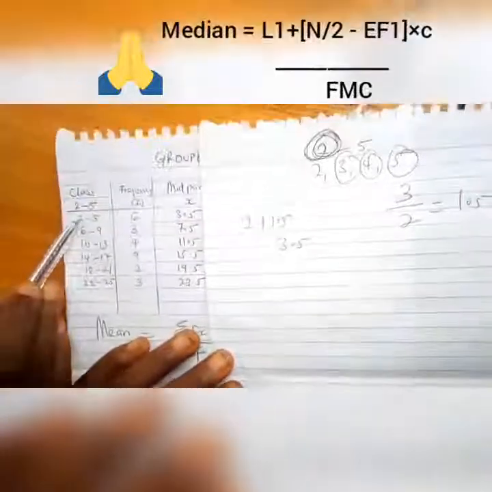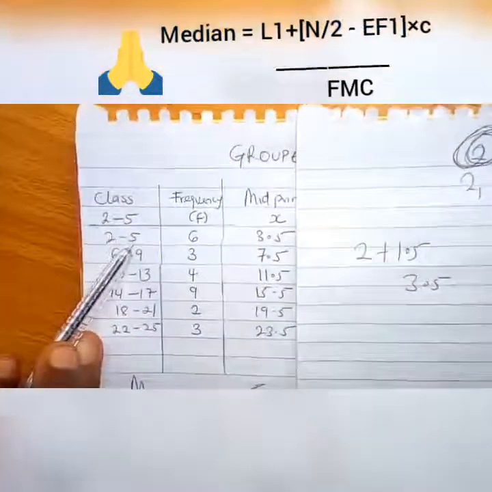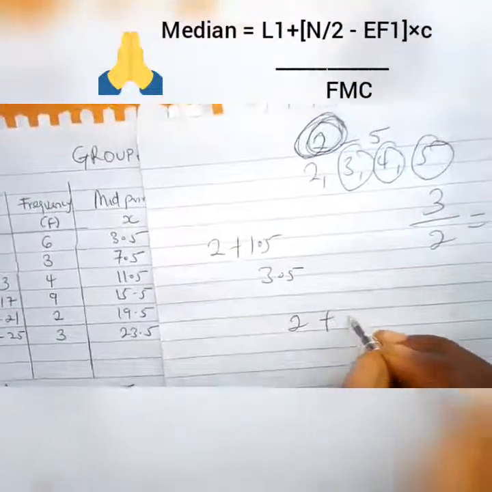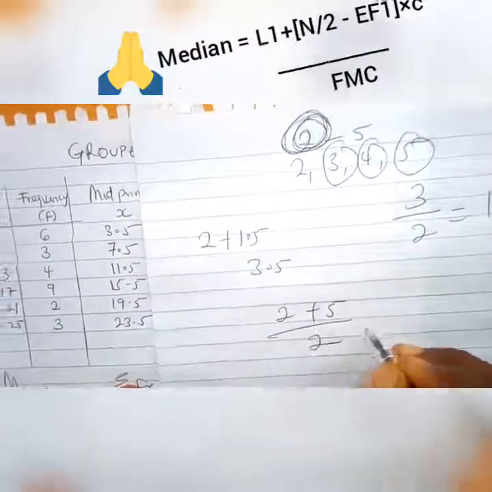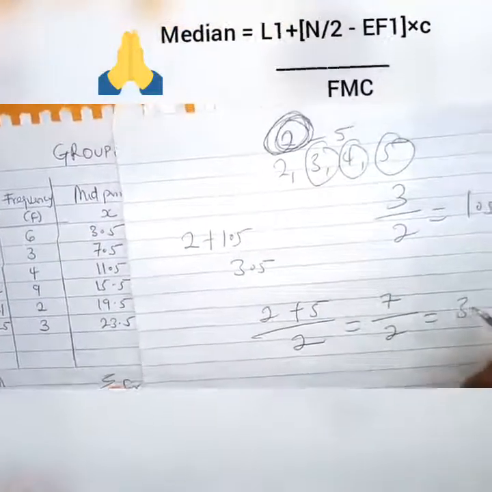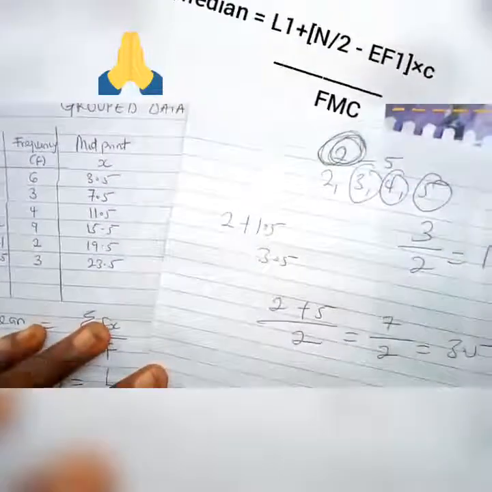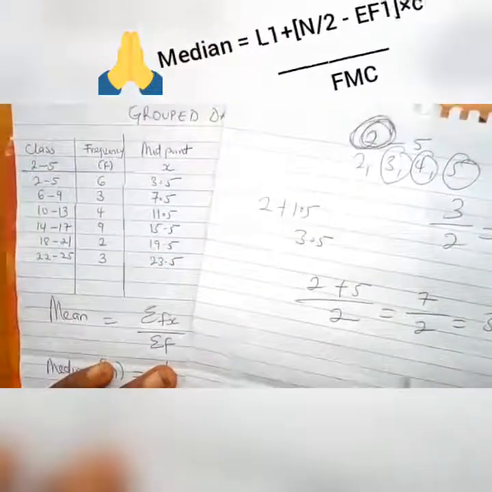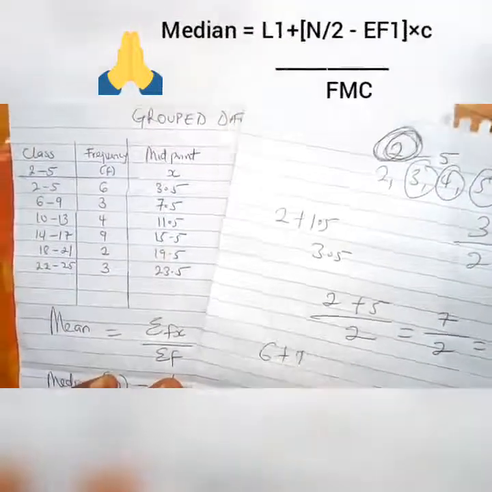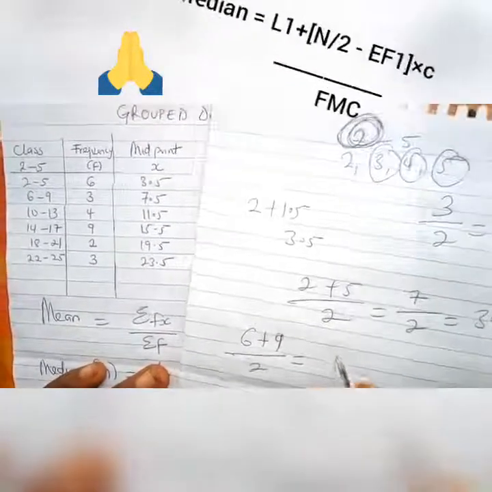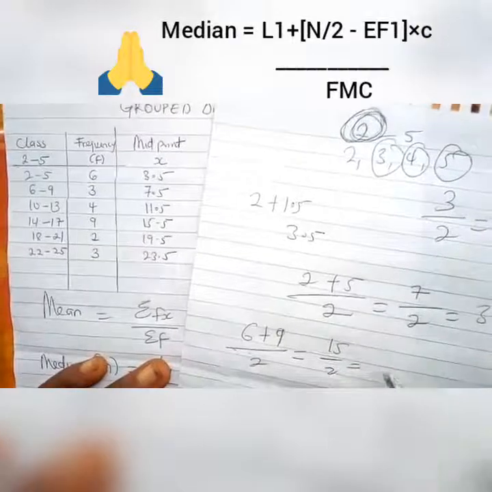Add these two frequencies, the lower one and the higher one, you understand? So you have 2 plus 5 divided by 2, which is 7 divided by 2, which is 3.5. I hope you get that. So you see, we have it this way. If you're adding up 6 and 9 as well, when you divide it by 2, this is 15 divided by 2 equals what?